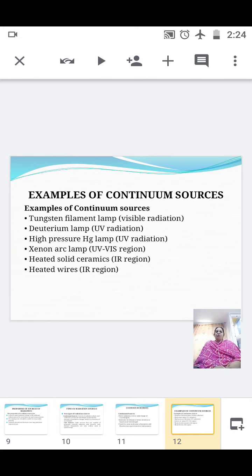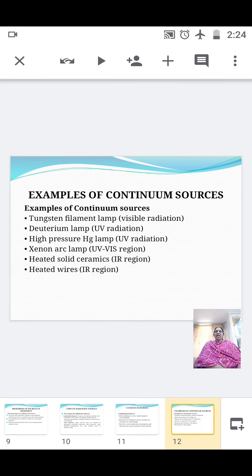Then we have deuterium lamps, which are used for UV radiation, high pressure mercury lamps for ultraviolet radiation, xenon arc lamps for the ultraviolet and visible region, heated solid ceramics, which are used for the IR region, that is the infrared region, and heated wires, which are also for the infrared region.